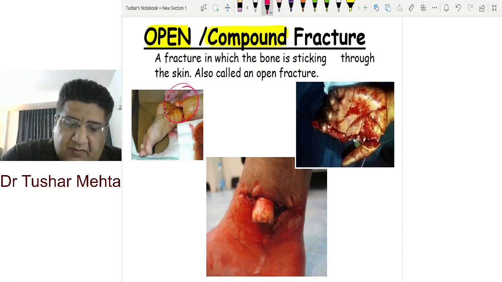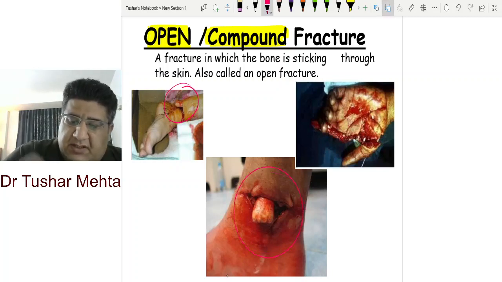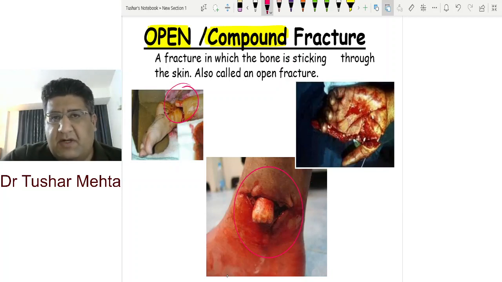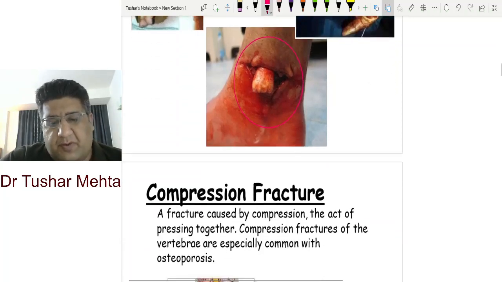So you can very well see how the fracture has come to the external surface of the skin in front of the entire word, breaking the entire layers of skin and muscle and tissue and fascia and everything, and the fracture is communicating with the external environment. So that is what is called an open fracture.